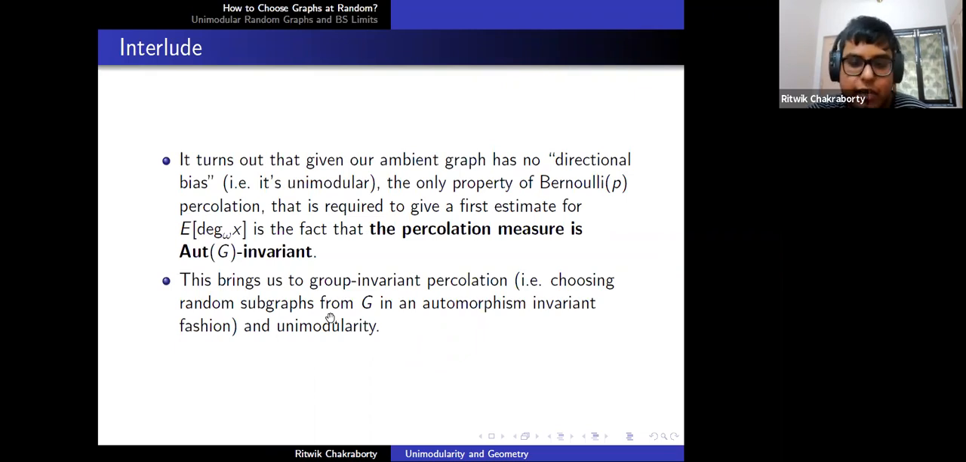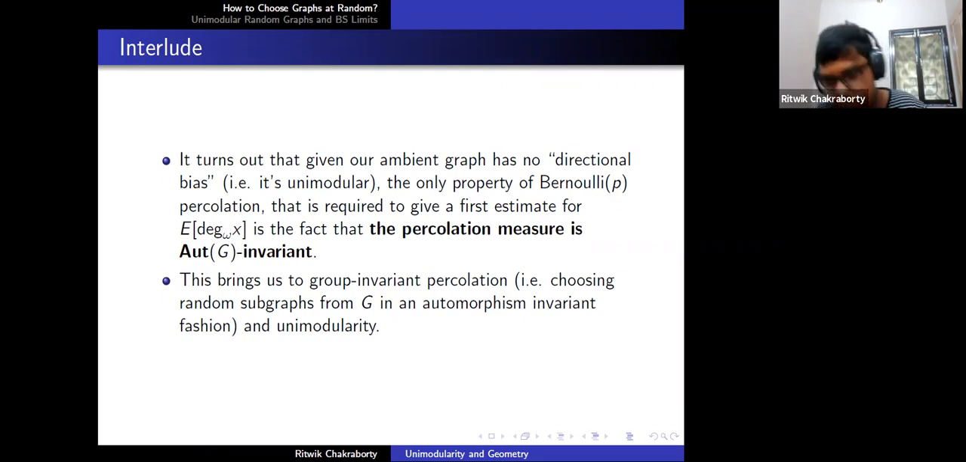So it turns out that given our ambient graph has no directional bias, and I'm going to describe this later, but just for the sake of a heuristic, if my graph has no directional bias, which I'm going to call unimodular for now, then the only property of Bernoulli p percolation, that is the measure that we're talking about, that is required to give a first estimate for this expected degree, is the fact that the percolation measure is automorphism invariant. That is, my measure is going to be invariant under the action of the automorphisms. I'll define this more precisely later on.